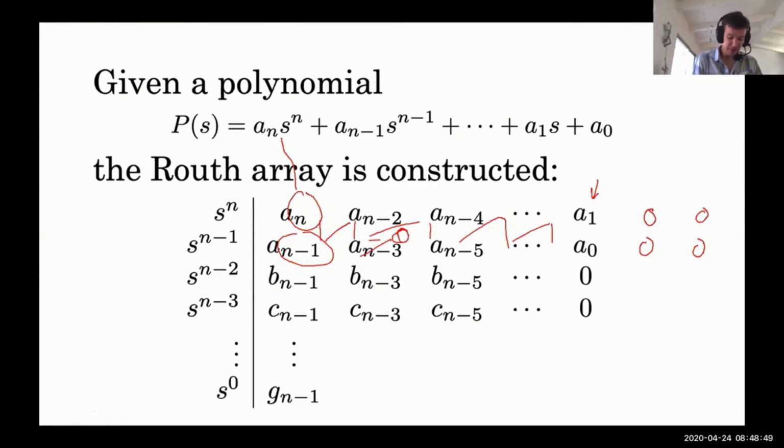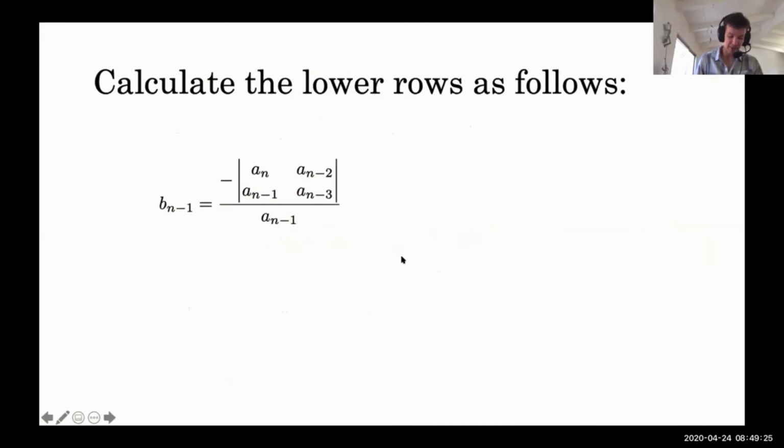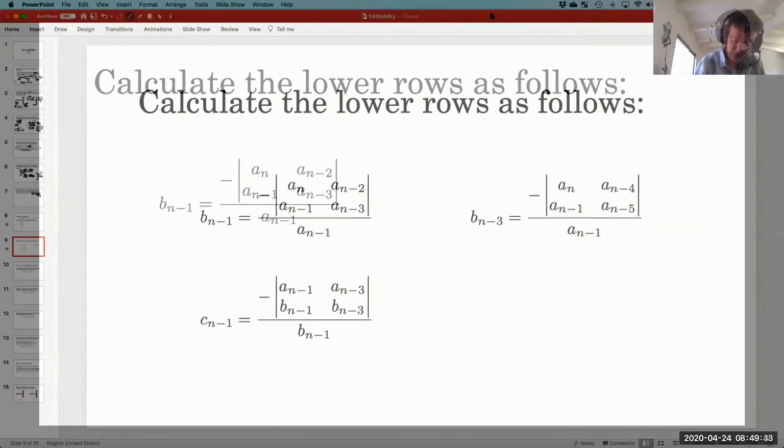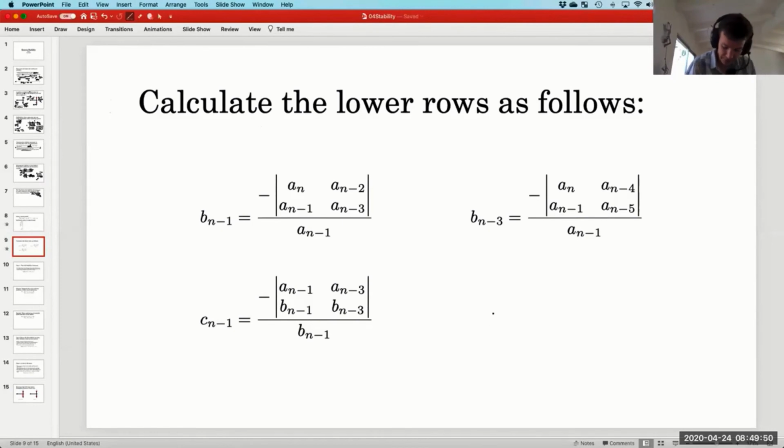In the following slides, I'm going to teach you how to calculate these b's and the c's and the d's all the way down to the bottom. They all follow a pattern. The pattern is strange, but there is a pattern. To calculate the lower rows, you take what's called the reverse determinant of the upper rows. I will recreate that Routh array here for the time being.